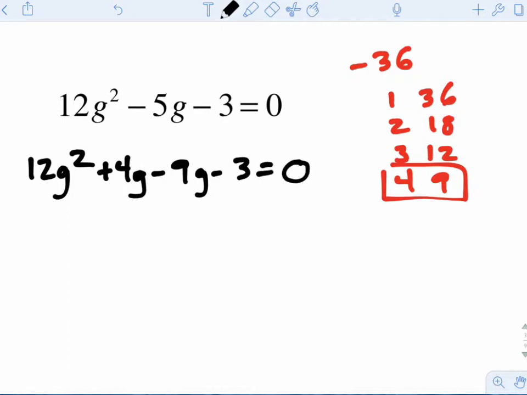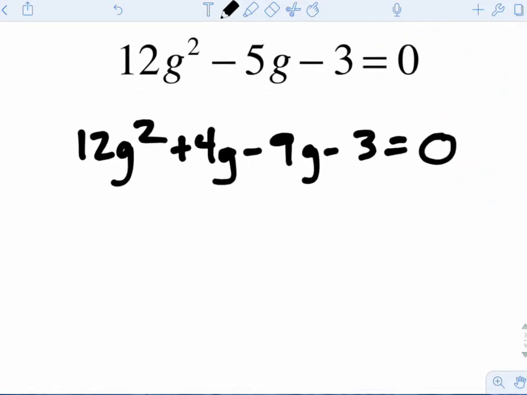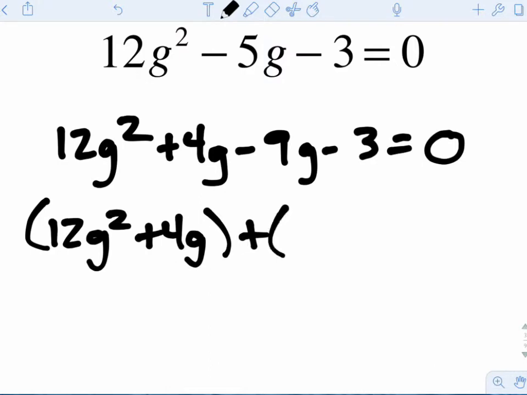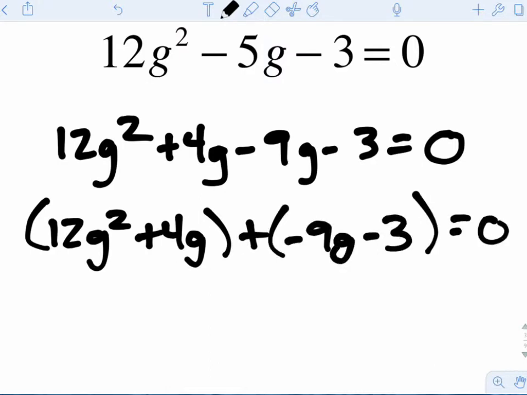And I think that now we should be able to factor this guy by grouping. So I'm going to group our first two terms, 12g squared plus 4g. I'm going to group our second two terms, negative 9g minus 3. Okay, always remembering that equals 0 at the end. So easy to forget about it.